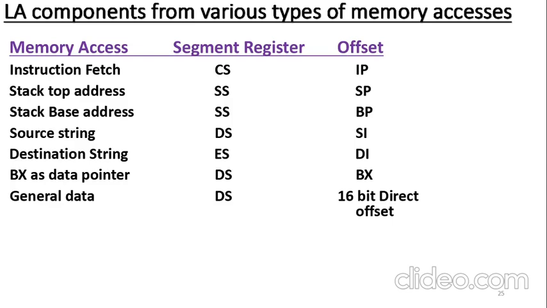So these are the various logical address components for various types of memory accesses which are possible in case of 8086 processor. Now towards the end we will see the advantages of segmentation.